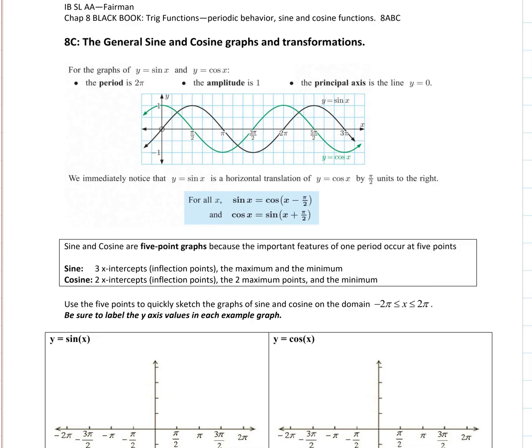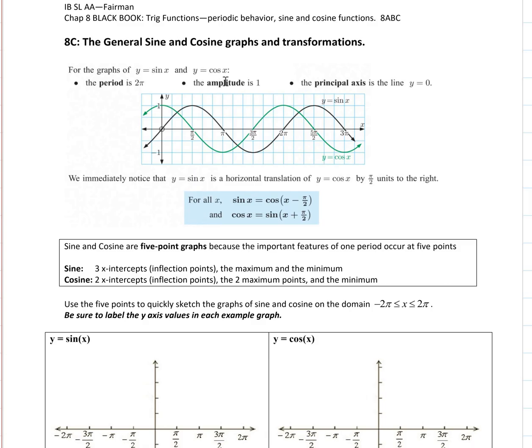That means that from the central axis or the principal axis to the max is 1. From the central axis or the principal axis to the min is a distance of 1 also, negative 1. That means that altogether from the max to the min is a distance of 2.